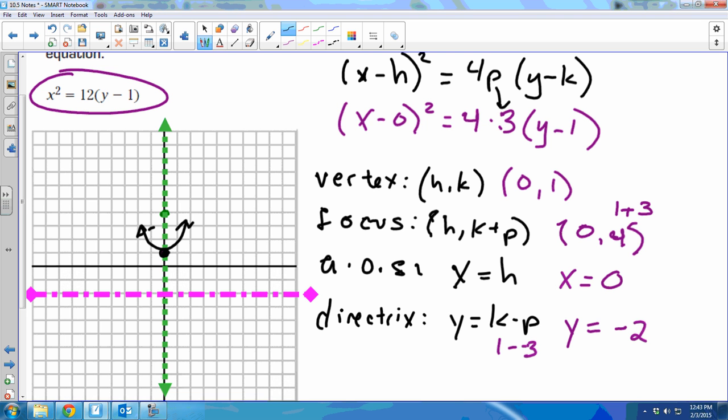Questions on how I did any of that? Yeah, we're getting there. Any questions? You have to draw it, but it doesn't need to be exact points or anything. I just want to make sure you know which way it opens. The parabola is an estimate.